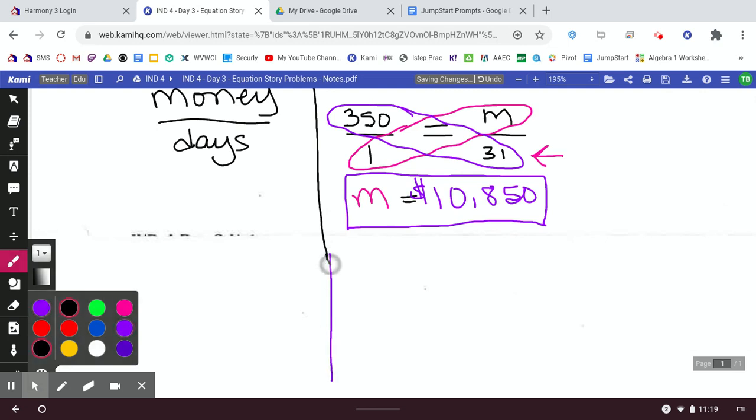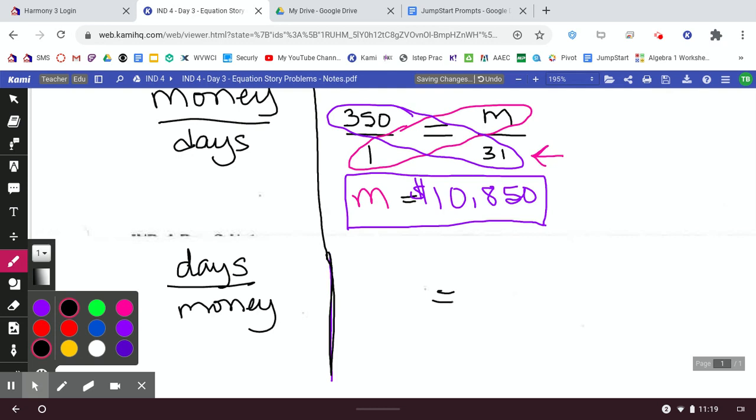Does it matter if I used money over days, but when Dylan set this up, he used days over money? As long as you keep, from the very beginning of the problem to the very end, what's on top and what's on bottom straight, it won't matter, and I'll show you why.